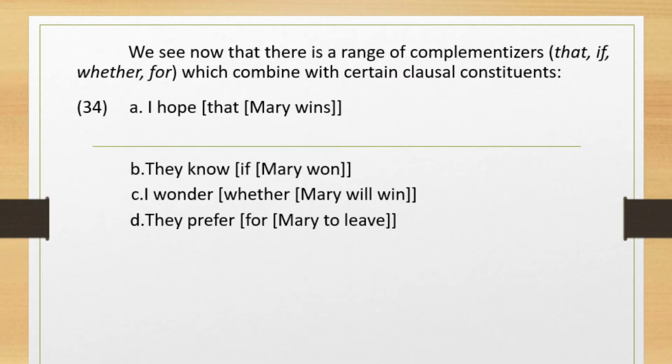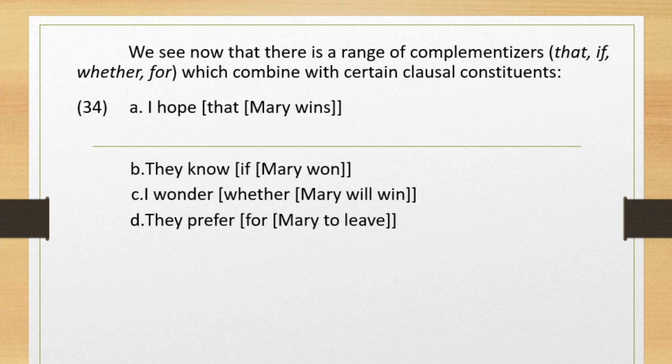Summarizing, we see now that there is a range of complementizers (that, if, whether, for) which combine with certain clausal constituents. I hope that Mary wins. They know if Mary won. I wonder whether Mary will win. They prefer for Mary to live.